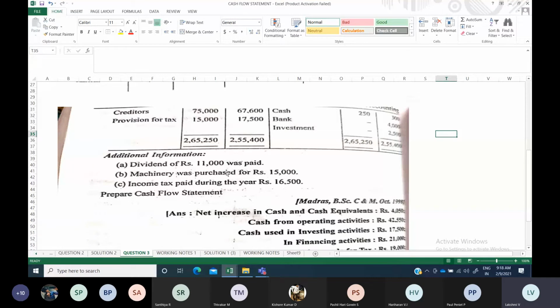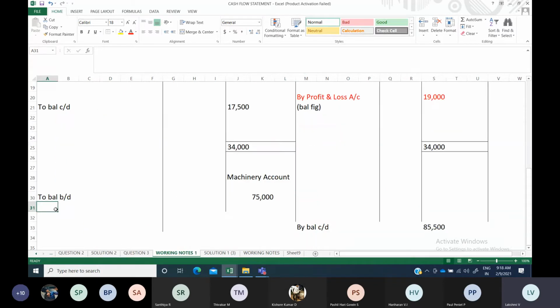Machinery was purchased for. In questions usually they give depreciation on machinery, like that depreciation information will be given, and you will be finding out purchase or sale. But here they have given purchase. With that you have to find out the other information. Machinery was purchased for 15,000. So it will come here only. To bank account you have to mention.